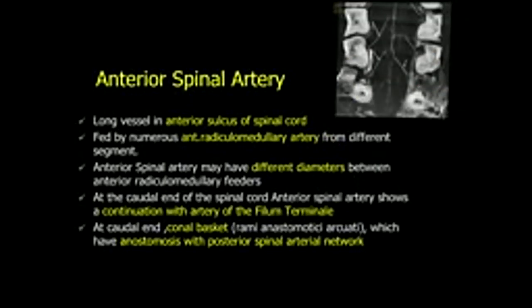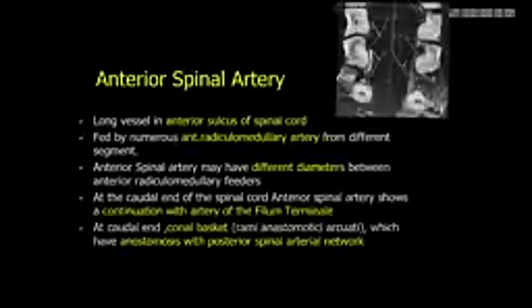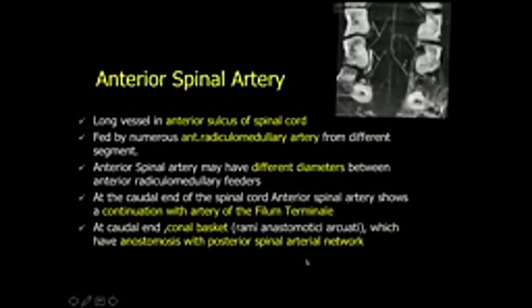And one of the most important points in this issue is the anterior spinal artery. That is crucial because its territory is fantastically large in that tiny structure. And the radiculomedullary arteries go to the cord in a proper way. You will see they have different diameters, and the continuation of the filum terminale and anastomosis with the posterior ones in the conal part, and also anastomosis with the posterior spinal artery with the coronary artery.